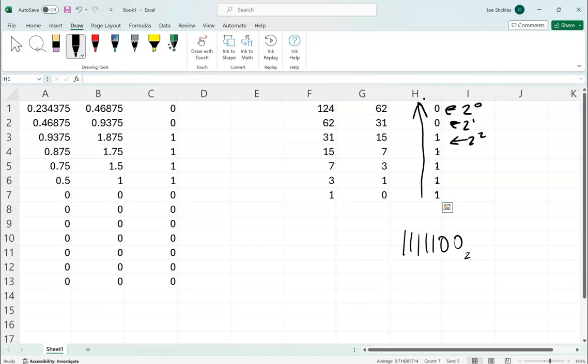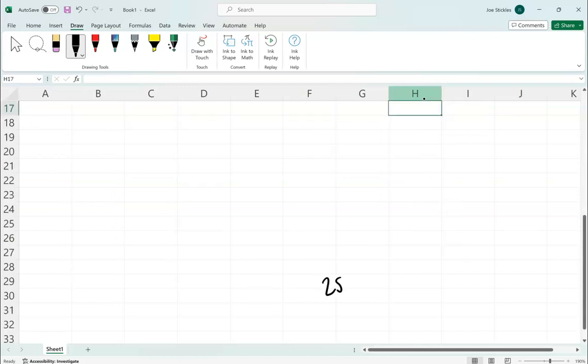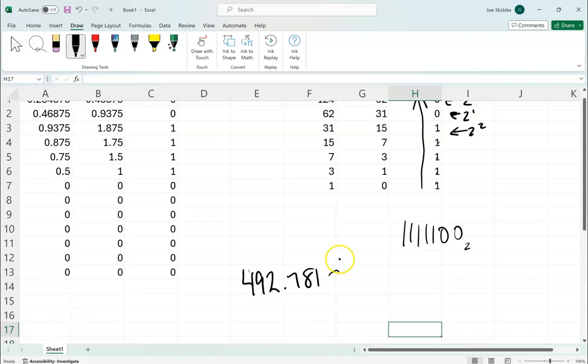Seems like we could do another example. I'm just going to write it on here so I don't have to keep going back and forth to my notes on OneNote. 492.7812. That's the number we're going to change.